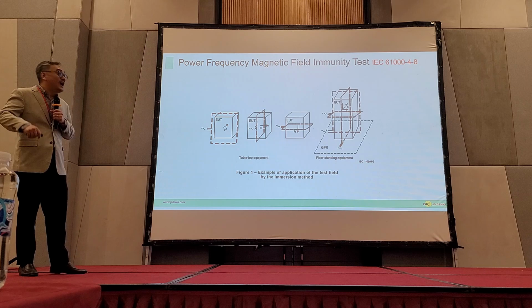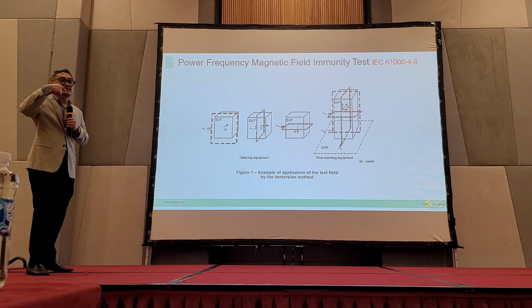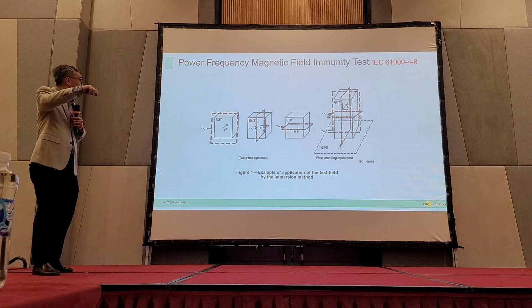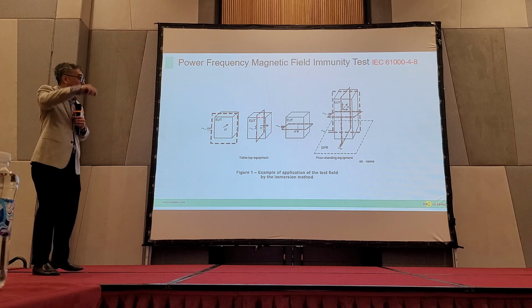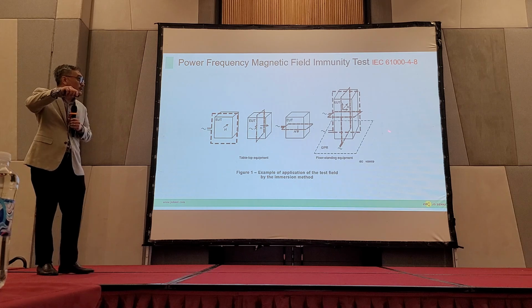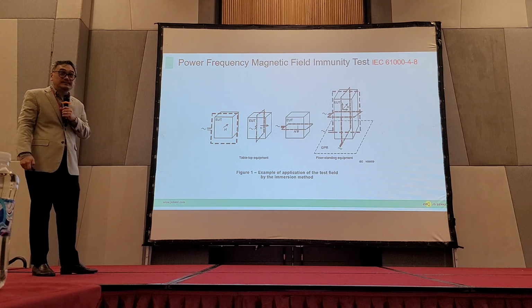So how do we inject? We have a coil here, and we have an EUT. So we inject one side of the product, and we inject another side, and we inject another side. Or if the product is big, we need a big ground plate. Then we inject the field into the product.